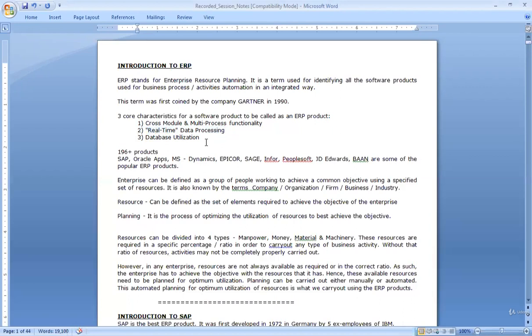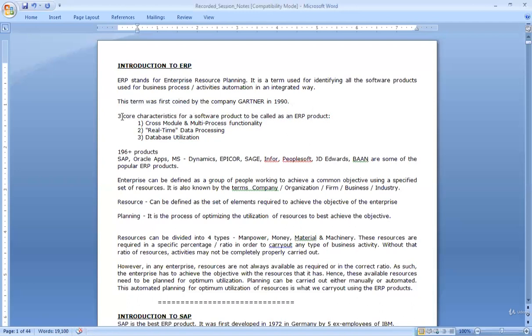So an ERP product can be defined as a product which has a database which can store and retrieve data to ensure that users can carry out all the processing, all the activities in real time as and when required. And these processes, these activities are for multiple processes in the company.